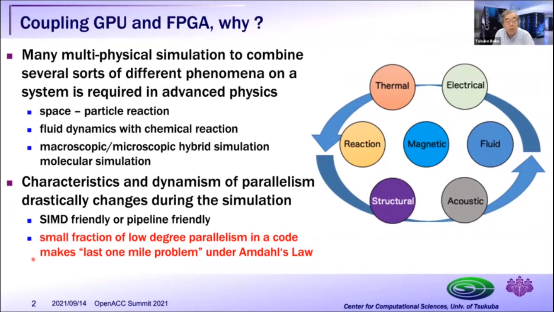One of our goals is how to combine the GPU and FPGA to compensate for each other for these different characteristics. And such a solution is finally, we think, one way to attack the Amdahl's law problem, which is now limited by strong scalability.